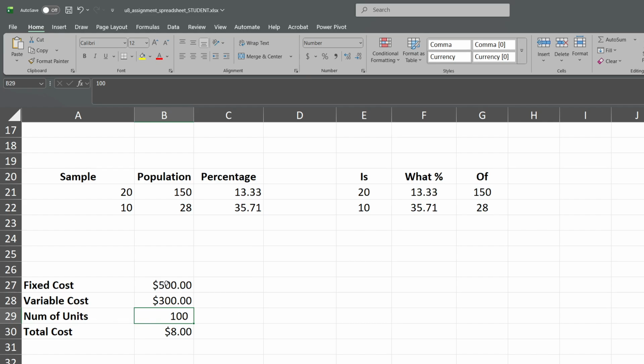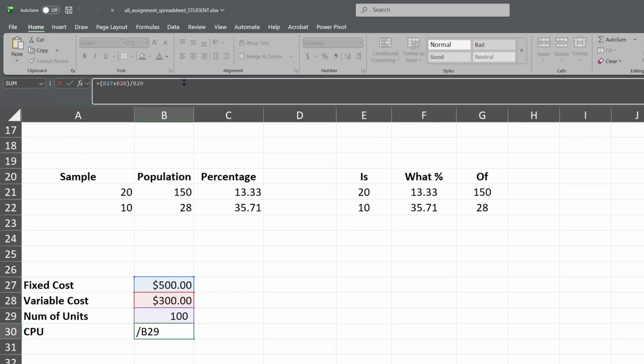The fixed cost was 500. The variable cost was 300. Well, what's my total cost? Actually, this shouldn't be total cost. This should be cost per unit. So cost per unit, that's what we're going to put in there. So what is the cost per unit? Well, if we come back into our function bar here, we'll see it is B27 plus B28 divided by B29.